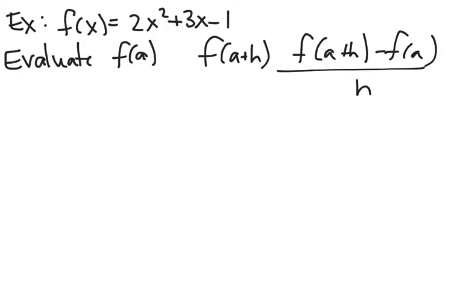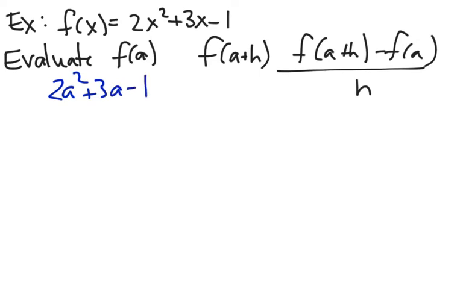Let's look at another function that's going to kind of push us in the direction of something called a limit. I want to use the function f of x is equal to 2x squared plus 3x minus 1, and I want to evaluate f of a plus h, and f of a plus h minus f of a all over h. Well, f of a is easy. That's just going to be 2a squared plus 3a minus 1.